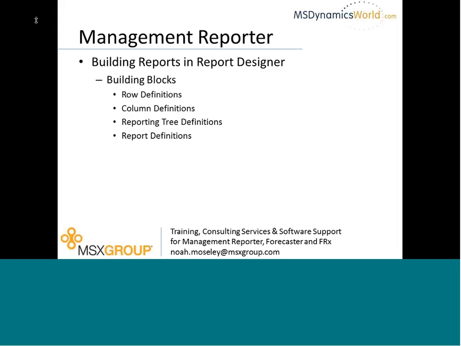All those three, row definitions, columns, and reporting tree definitions, are mix and matchable and reusable. So you can build one row definition and use it in 50 different reports. Same thing for columns, same thing for reporting trees. Mix and matchable, reusable, makes it very flexible. And that way, if you need to update a row definition, you can update one copy of that row definition, and all those other reports that use it are automatically updated. So it's a great way to reduce maintenance. The report definitions tie those three together.